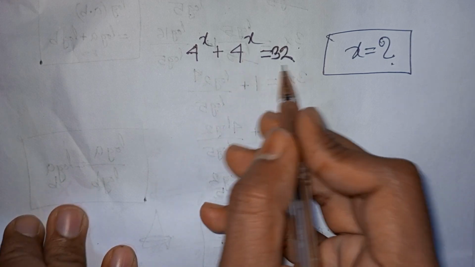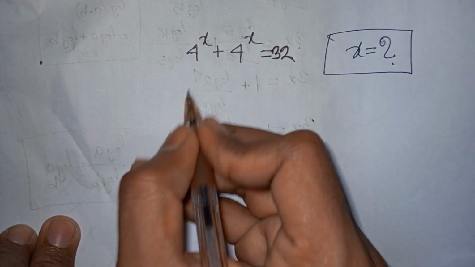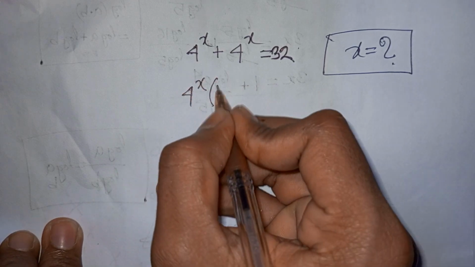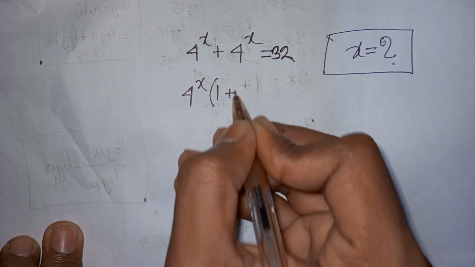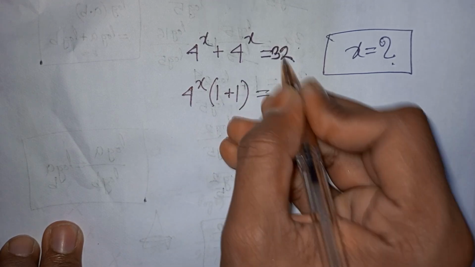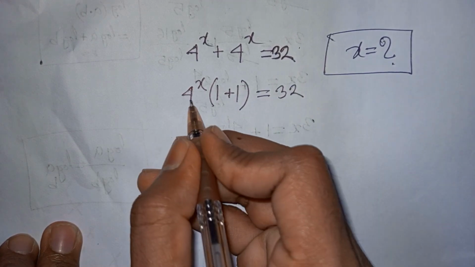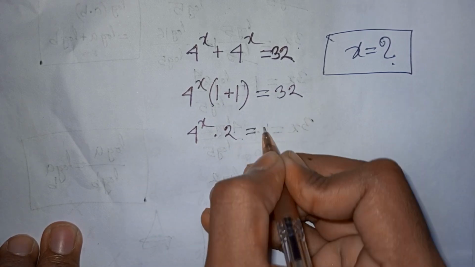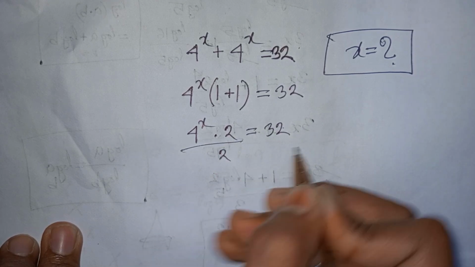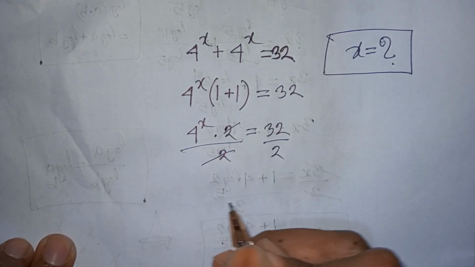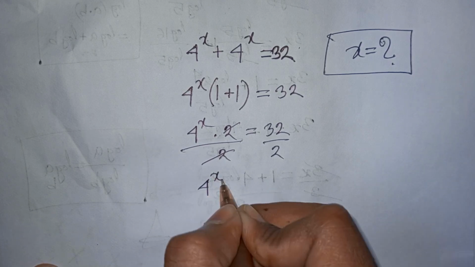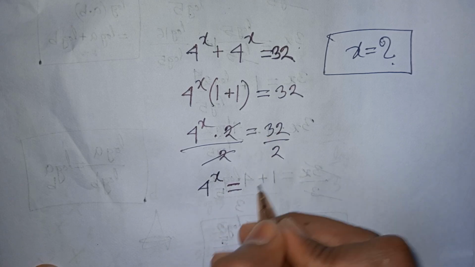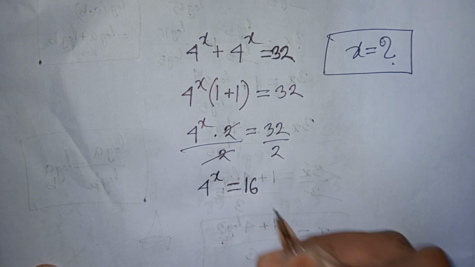4 power x plus 4 power x is equal to 32. Find the value of x. So from the left side you take common 4 power x. 4 power x is out of the bracket. This divided by this, that means 1, plus this divided by this, that means 1, bracket close, is equal to 32. In the next step we have 4 power x times 1 plus 1, so it will be 2, is equal to 32. Now we divide by 2 on both sides, so this 2 will be cancelled. So we have 4 power x is equal to 32 divided by 2, that means it will be 16.